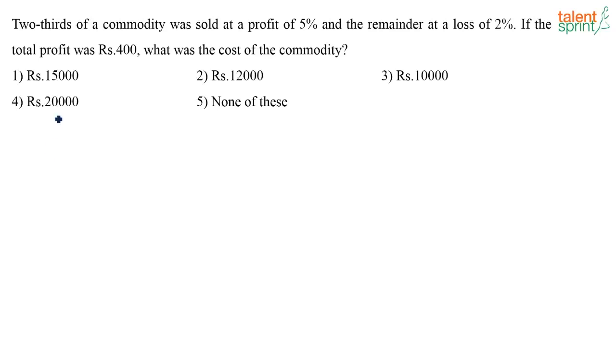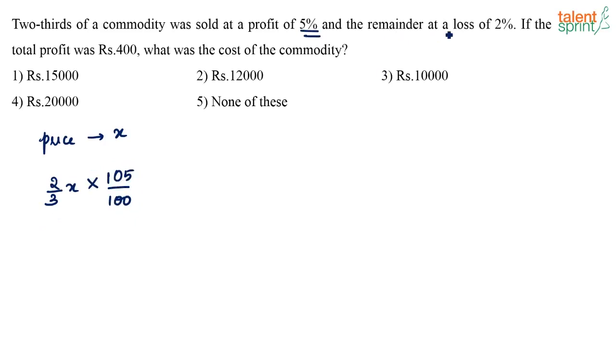So how do you solve this? Let us assume the price of the commodity be x rupees. Now what are they saying? 2/3 of the commodity is sold at a profit of 5%. So what will be the cost of 2/3 of the commodity? It will be 2/3x. Now this is sold at a profit of 5%, so for what price am I selling it? 2/3x into 105/100. I am selling it at 5% profit, and this is the price at which I am selling it.